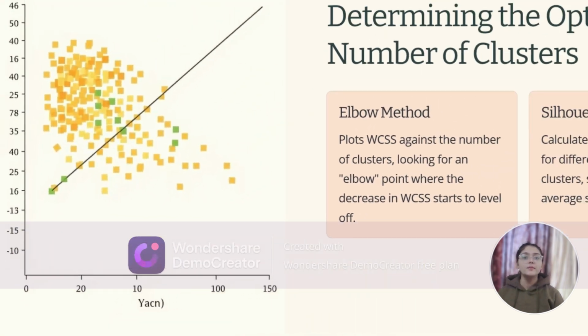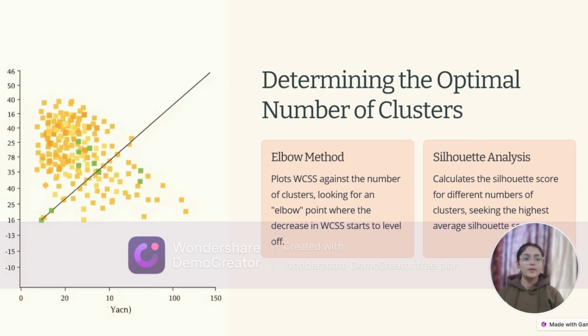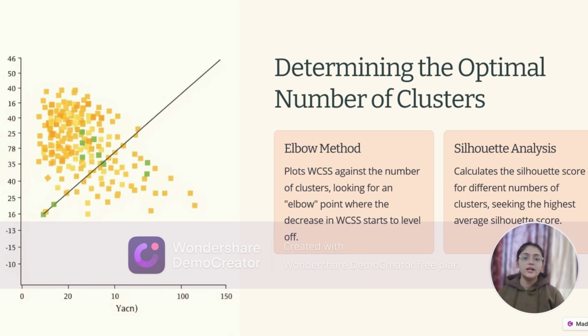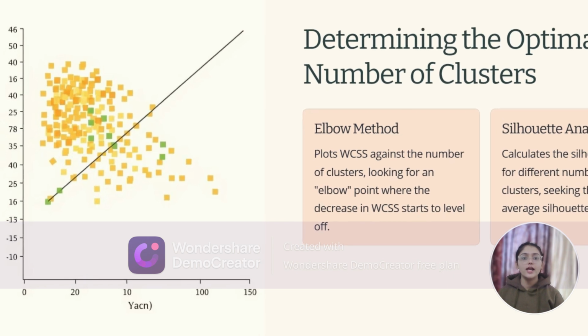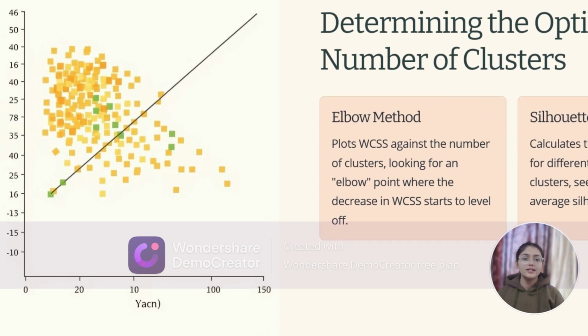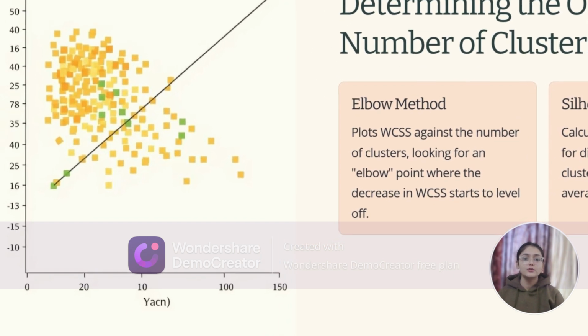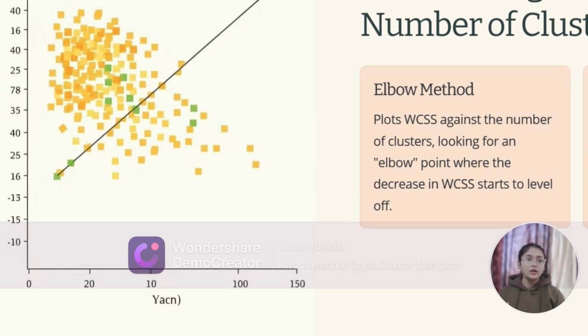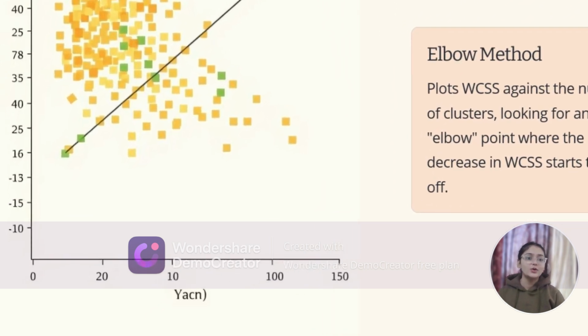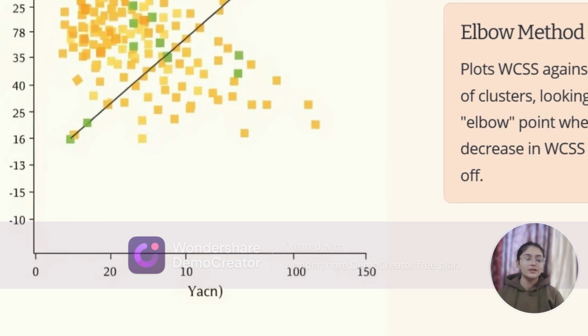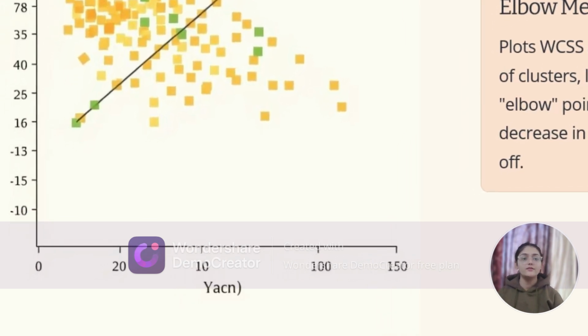Determining the optimal number of clusters. Elbow method: plot WCSS against the number of clusters, looking for an elbow point where the decrease in WCSS starts to level off. Silhouette analysis: calculates the scores for different numbers of clusters, seeking the highest average score.